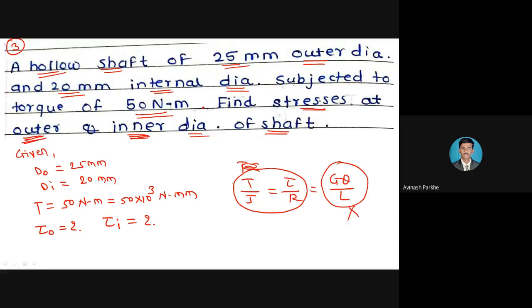The torque is given for the hollow shaft. J is the polar moment of inertia. The diameter of the hollow shaft is given, and the radius of the shaft is given. The only unknown becomes the shear stress of the shaft. So I can use only the previous two terms, T upon J is equal to tau upon R. From the torsion formula, using these two terms, I can calculate the shear stress at the outer diameter and the shear stress at the inner diameter.